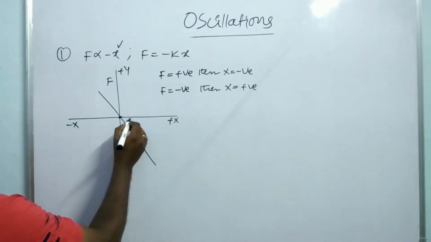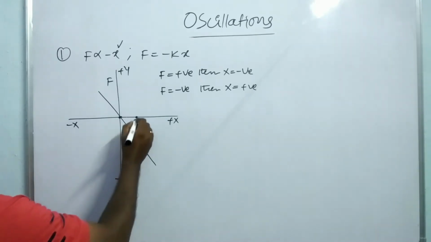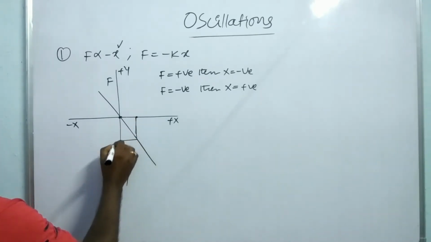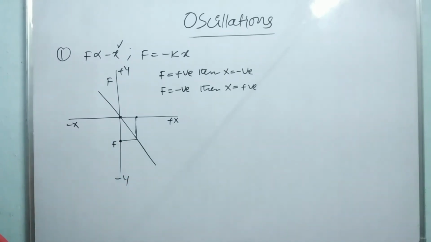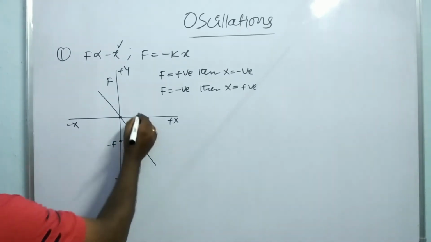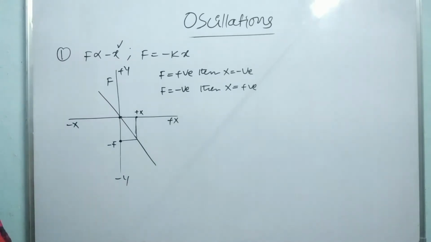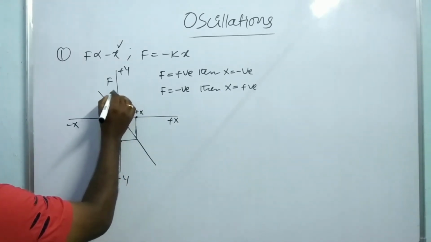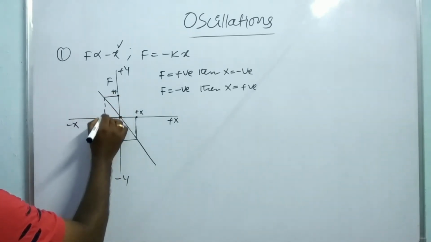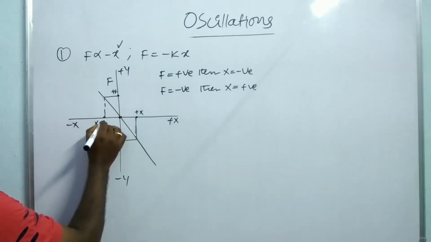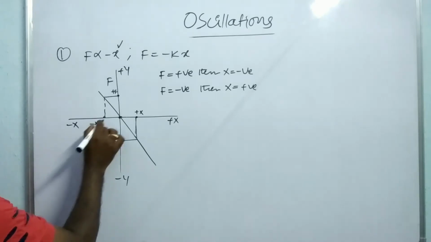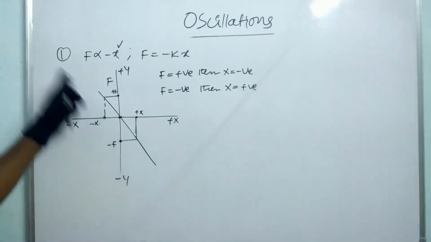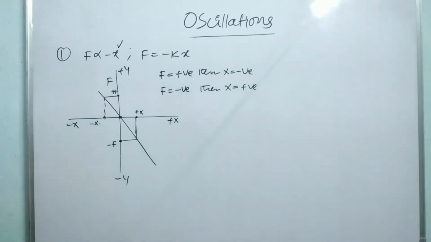So what I am saying here is, if x is positive, then this is the force, F is negative, minus F. So this is plus x. If F is positive, this is a positive F, then x is negative. Clear? It is a straight line passing through the origin.